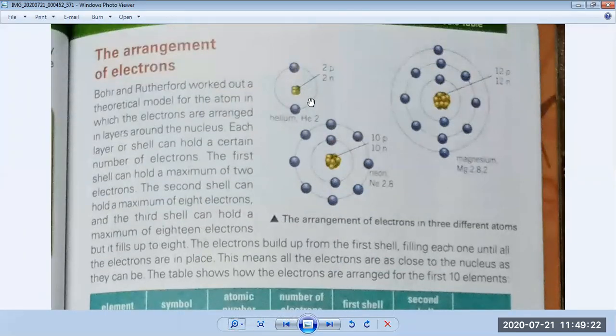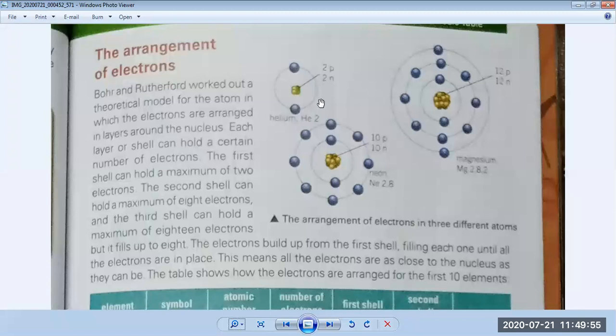You can see it is a structure of helium. Helium has in the center 2 protons and 2 neutrons. Because it has 2 protons in the center, around the circular path there should be 2 electrons. Number of electrons and number of protons are always equal. So helium has 2 protons, so its atomic number will be 2 and its mass number will be 2 protons plus 2 neutrons, equal to 4.